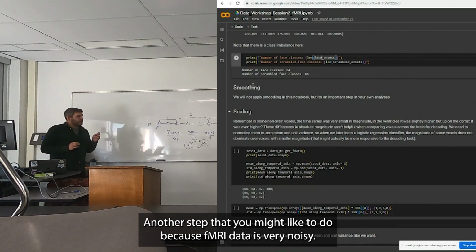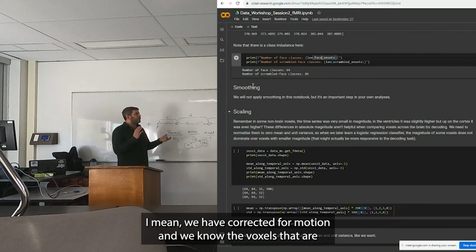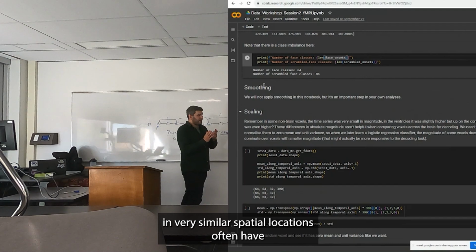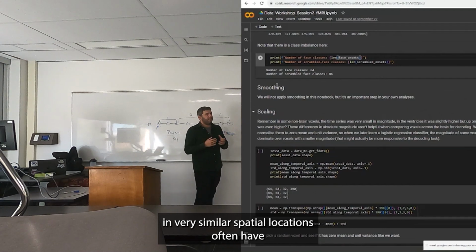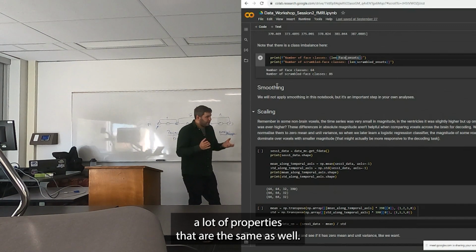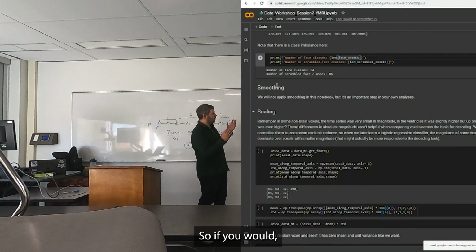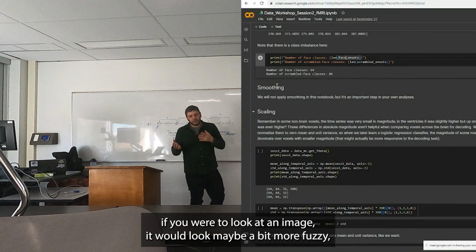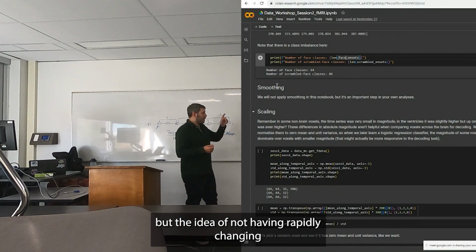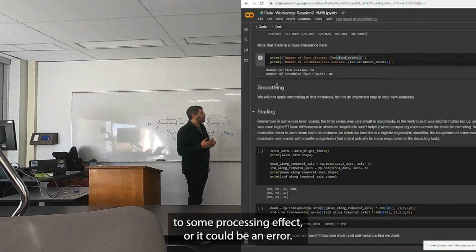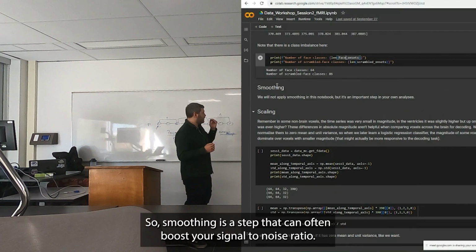Another step you would like to do, because fMRI data is very noisy, is smoothing. We know that voxels that are in very similar spatial locations often have a lot of properties that are the same as well. So by smoothing, we can recover and boost the signal to noise ratio. If you were to look at an image of it, it would look maybe a bit more fuzzy, but rapidly changing voxel values in a specific area are more than likely due to some preprocessing effect, or could be an error. So smoothing would often boost your signal to noise ratio.